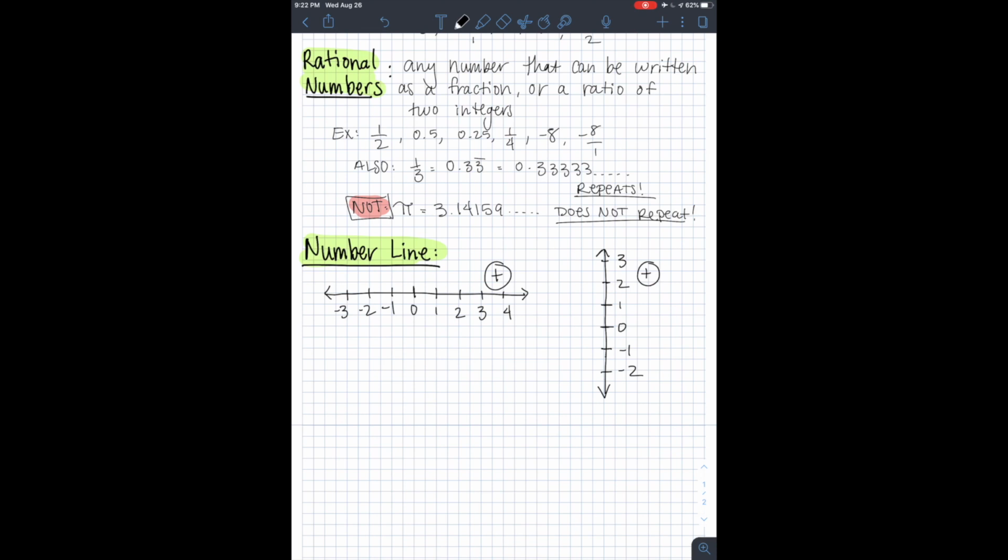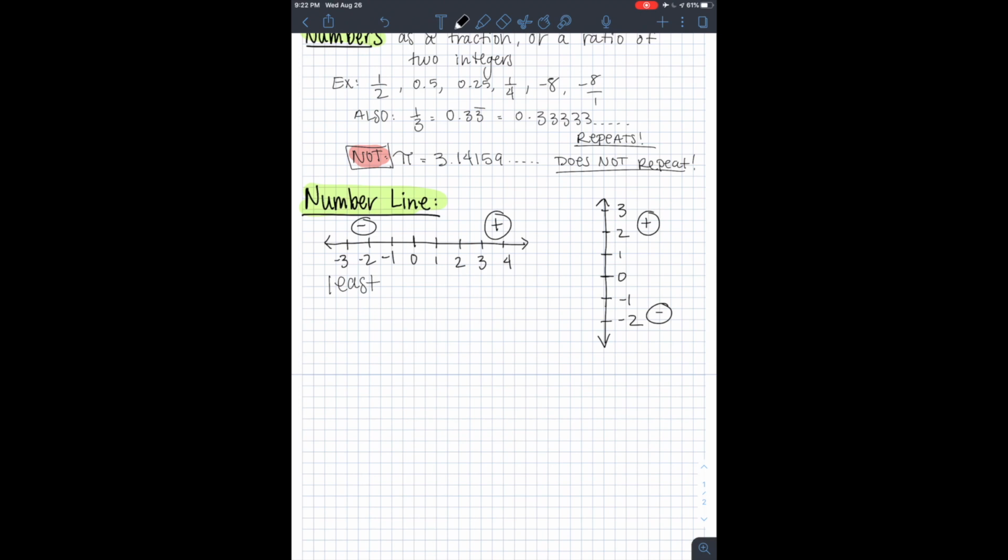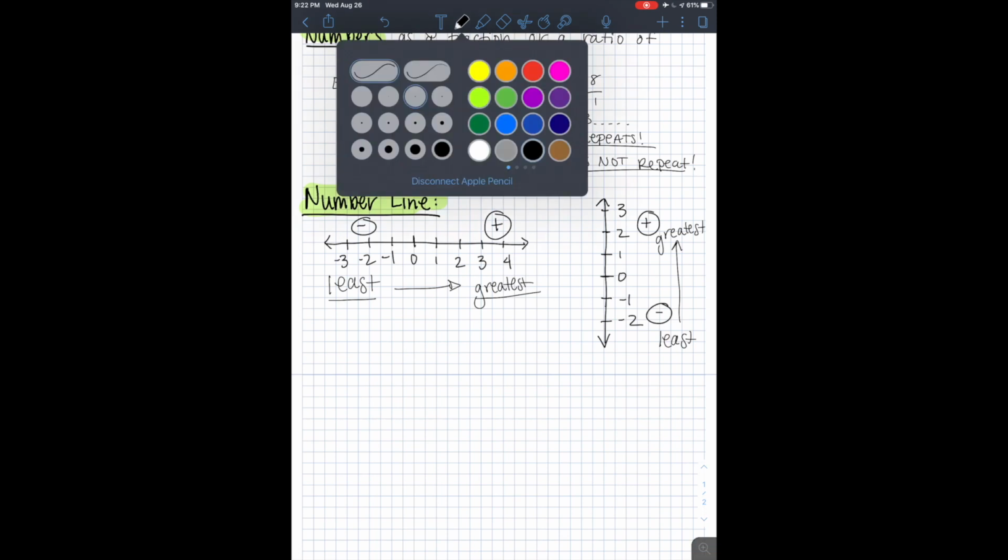So decreasing numbers, negative numbers, are to the left of 0 on a horizontal number line, and decreasing, going down from 0 on a vertical number line. These values on a horizontal number line, starting from the left, go from the least, and on a vertical number line the bottom is the least, and they go to the greatest to the right. And as you go up a vertical number line, they get greater. So least on the bottom, greatest on the top, or least on the left, and greatest on the right.